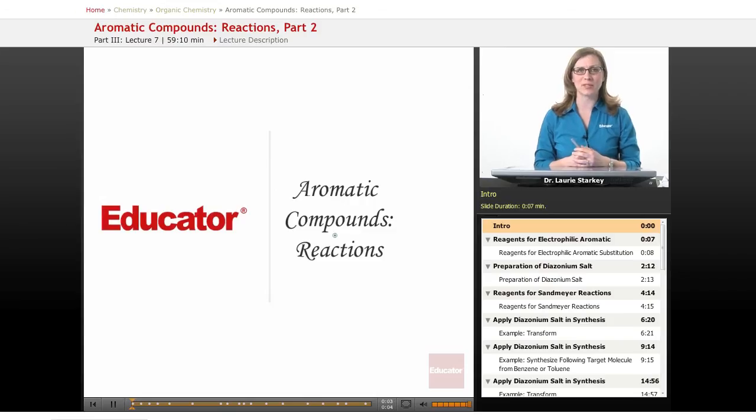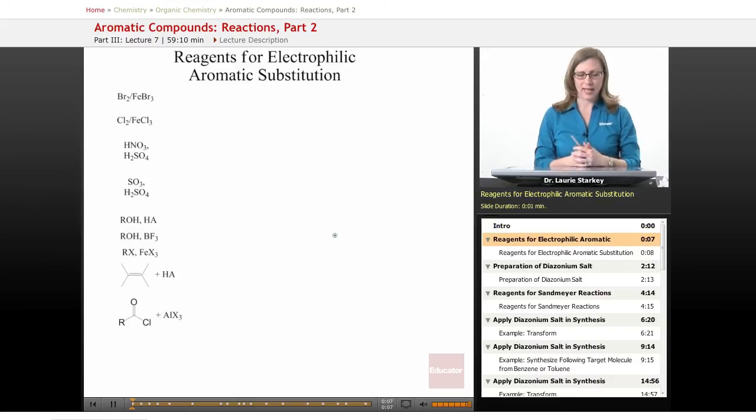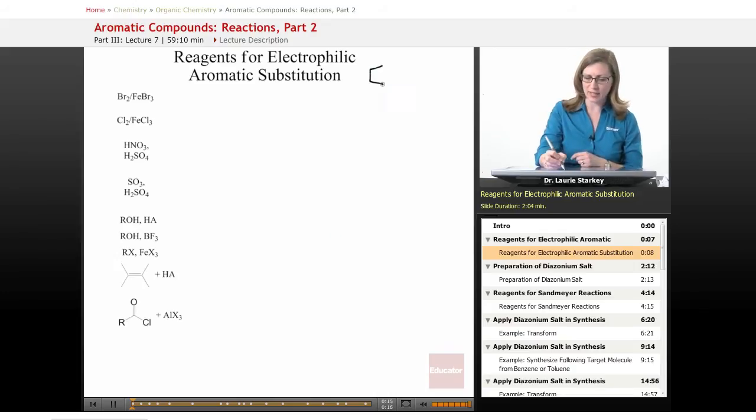Next we're going to talk about some more aromatic reactions that can happen. So far the reaction we've seen is one called Electrophilic Aromatic Substitution, and it looks something like this. We start with benzene or some substituted benzene.